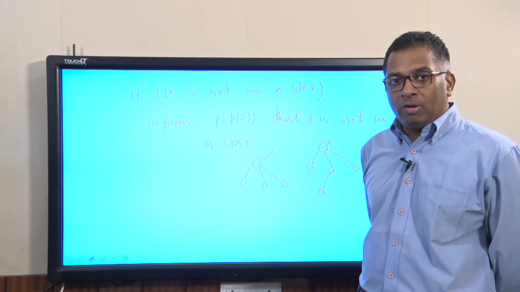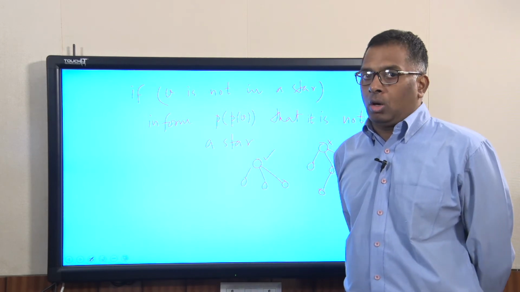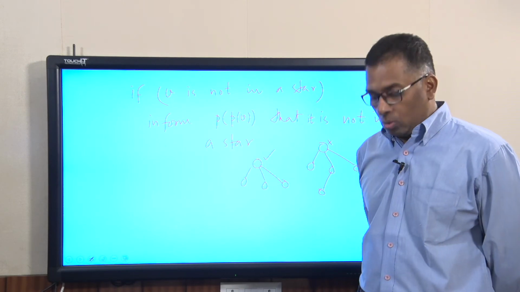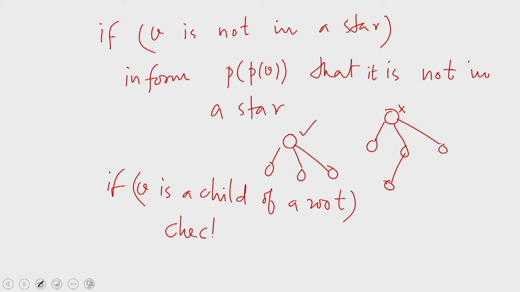So, in the next step, every vertex V will go and check whether its parent belongs to a star or not. Now, if a vertex is a child of a root, it can check at the root now and discover that it belongs to a star or not. If V is a child of a root, check with the parent. So, we have a 3-step process to check whether a vertex belongs to a star or not.